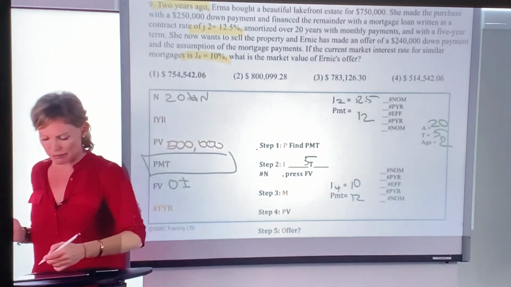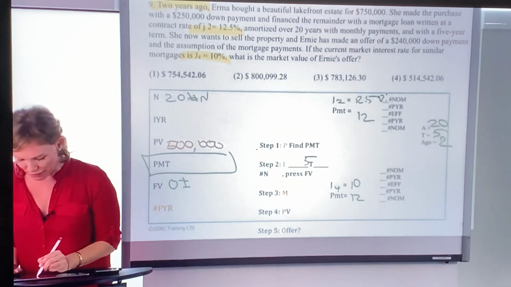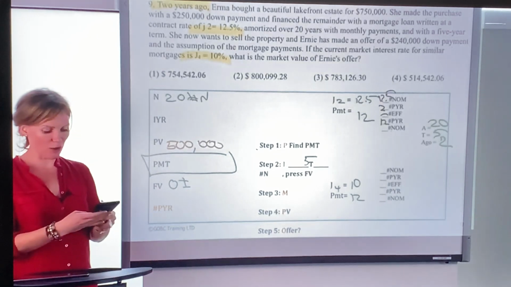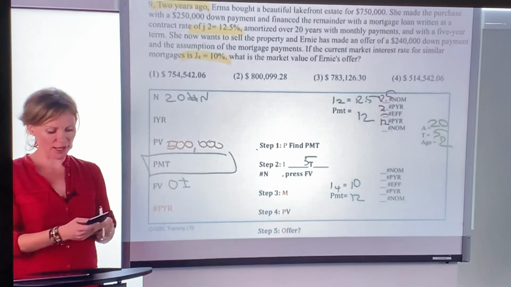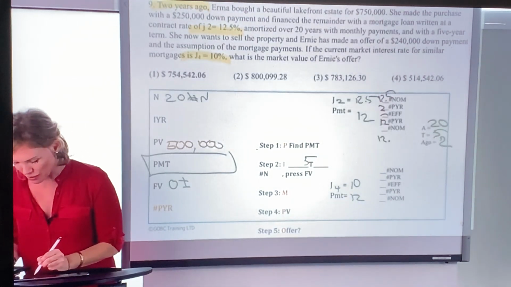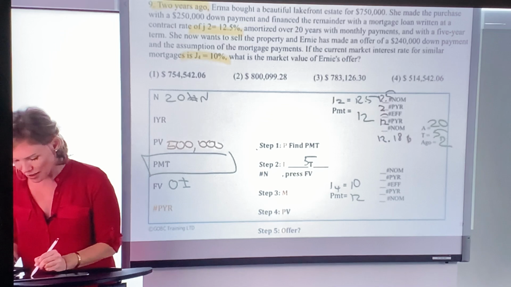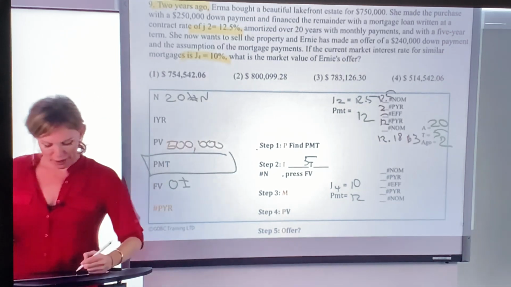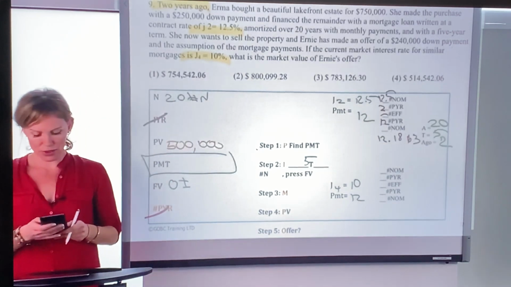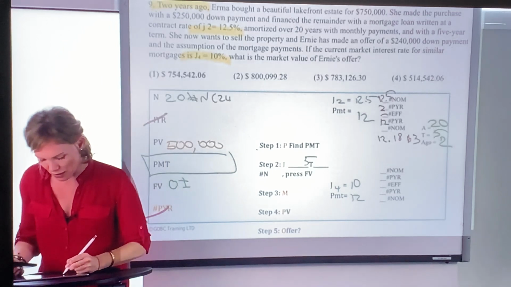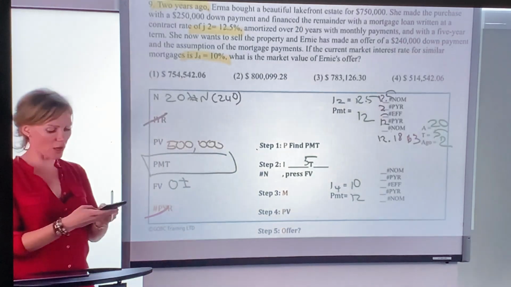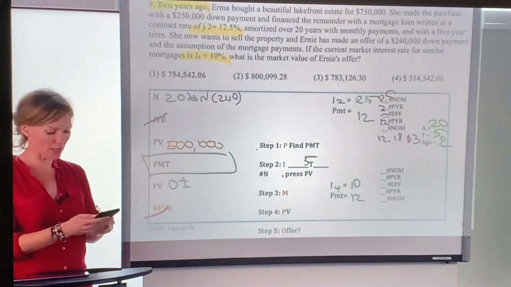So let's start with your NPEPN. 12.5, 2, and 12. Let's do it together. 12.5 shift norm, 2 shift PYR shift effective, 12 shift PYR shift norm. It comes up as 12.1863. Nice and close. Cross off your IYR PYR. Let's do the N. You do 20 shift N and it will come up as 240 months. Mortgage, 500,000 PV, 0 plus minus future value.